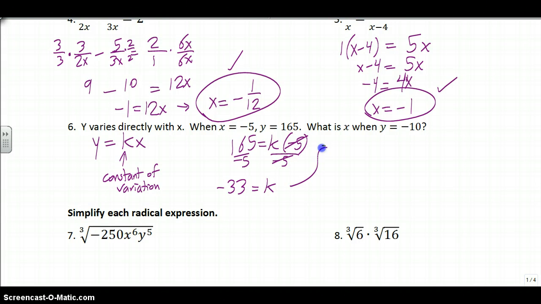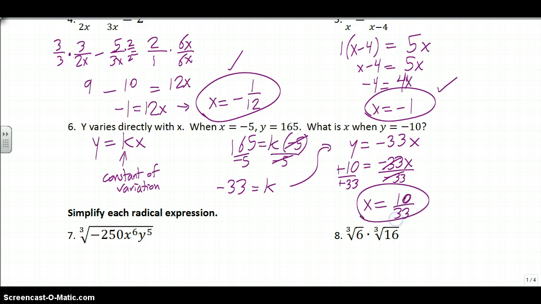So, plug that back in. Y equals -33x. Now, let's take a look. What's x when y is -10? Well, let's figure it out. Quick division. Nothing cancels except for the -1s. So, x equals +10 over 33. Fractions are okay, guys. They're not that big of a deal. Okay?